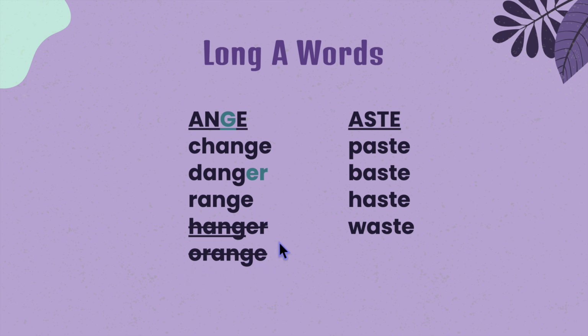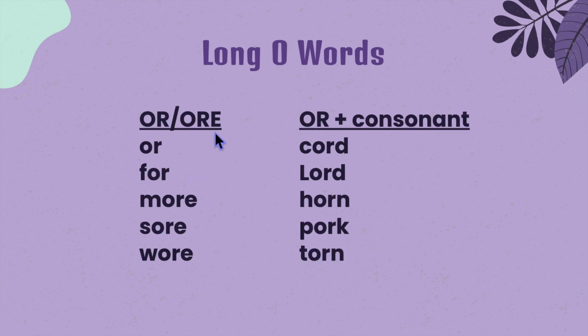And right here we have the word hanger, where we have the root hang before we added the ER. Here we have aced, paste, based, haste, and waste. Both of these are going to have a long O sound, like in or, for, more, sore, and war. This word war refers to something like, I wore that shirt yesterday, not war where you have battles and soldiers fighting. Here are some examples with OR plus a consonant. Cord, lord, horn, pork, and torn.